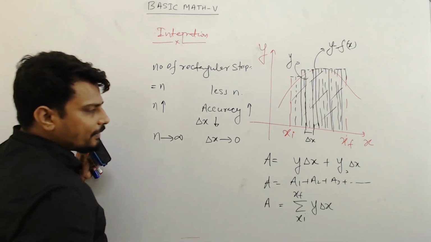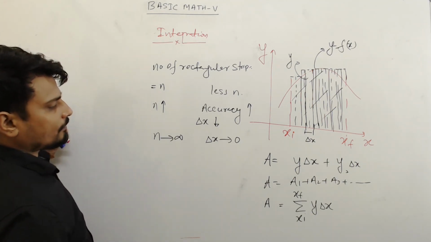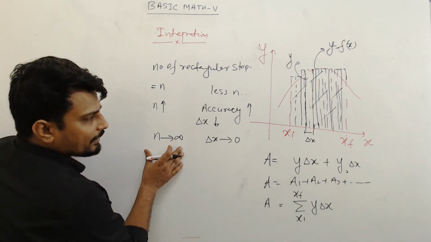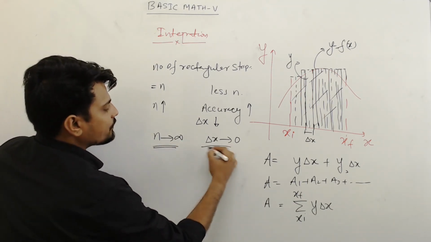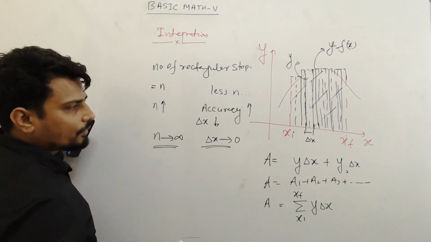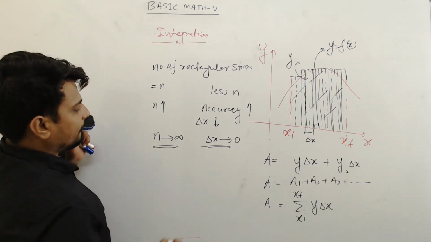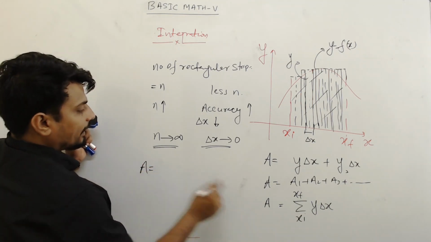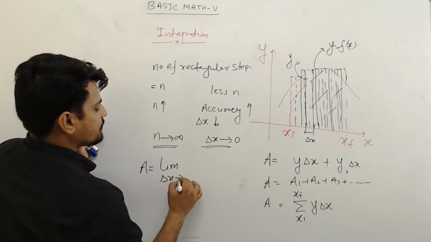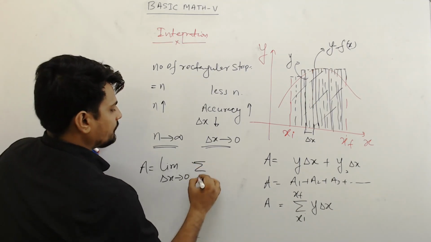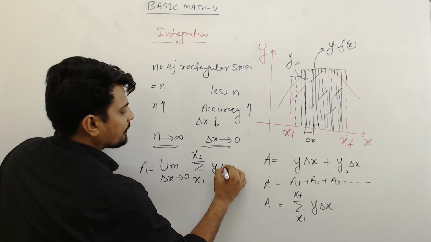So we are arriving somewhere in the zone of limits. To get the best possible area, if n tends to infinity, delta x will tend to 0, and that's going to give you a more accurate, or you can say the entirely accurate, area. So can I say that the area is limit delta x tending to 0, sigma of maybe xi to xf, y times delta x.